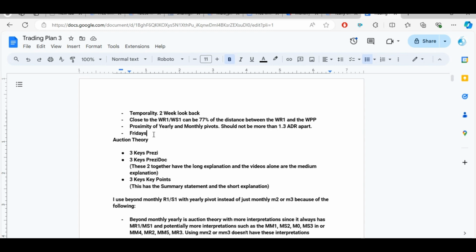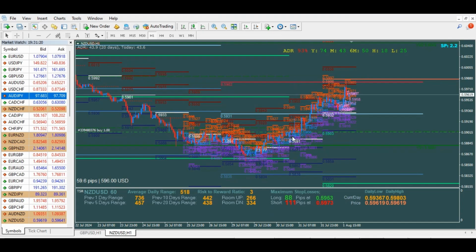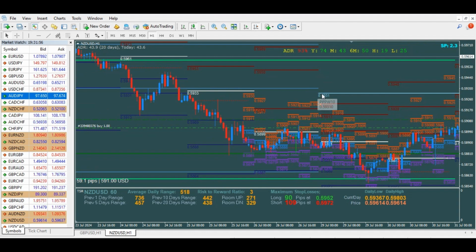Okay. The last thing I want to discuss is Fridays. This is the New Zealand USD, right? The original rule that I had was for Fridays, right? This is the beginning of the new week, right? And this is Friday, okay? So this is a signal here, and price breaks above here.